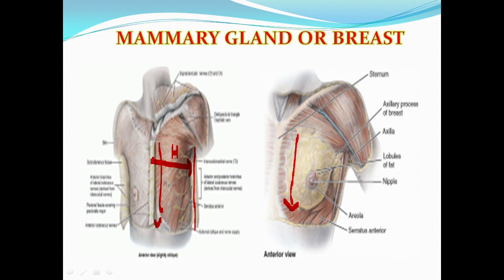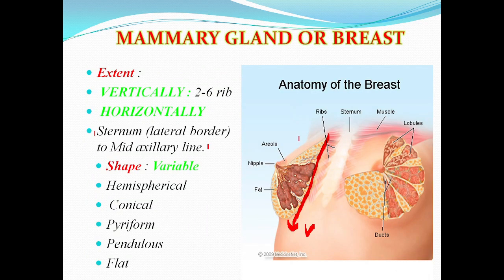Let me show you in this slide. From the sternum, the mammary gland has started towards the, what is this line? Mid axillary line. So this is the horizontal extent that we have to remember. In closure, the vertical extent is from 2 to 6 ribs. Horizontal is from the sternum to the mid axillary line, to be remembered. This is the way we have to remember.